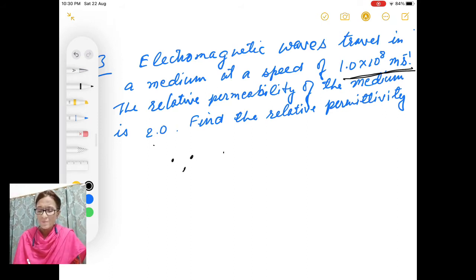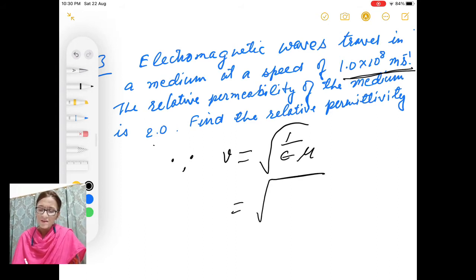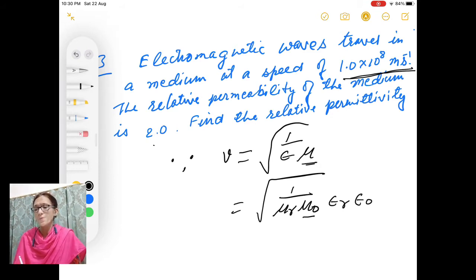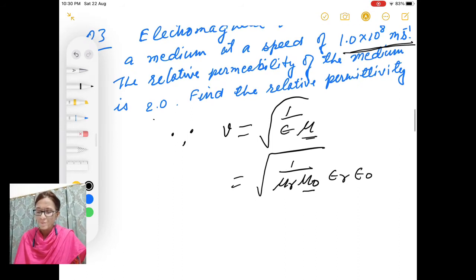So we know that velocity of light in any medium is equal to under root 1 upon epsilon into mu. But epsilon or mu is not given. It is given relative permeability. So we will convert mu into mu r mu naught. Mu is equal to mu r into mu naught and epsilon is equal to epsilon r into epsilon naught, where mu naught is absolute permeability, epsilon naught is absolute permittivity, and mu r is your relative permeability.